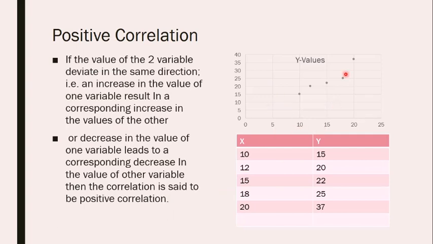So we will come to the graphical representation part in detail when we talk about the scatter plot. Right now you just have to think that a positive correlation is an ideology where two variables deviate in the same direction, and keep this example in your mind.